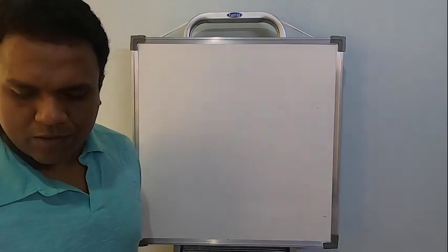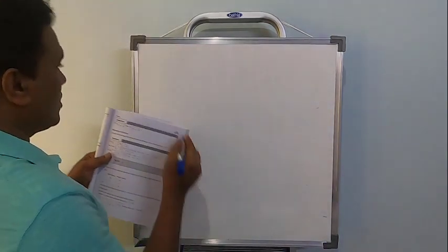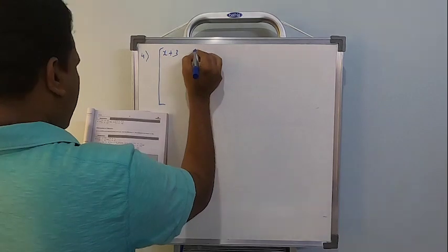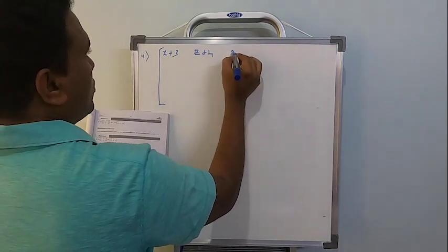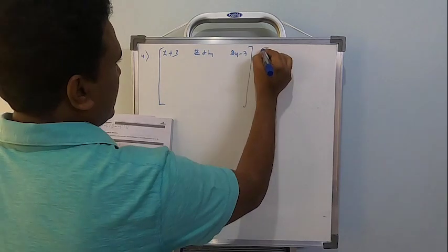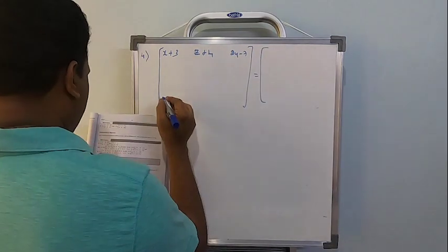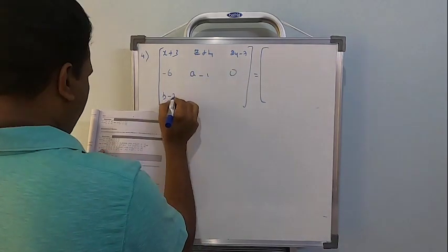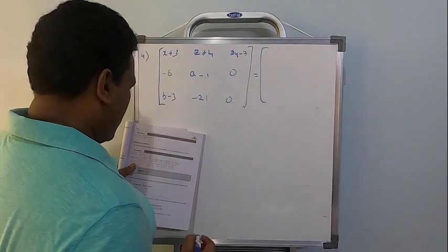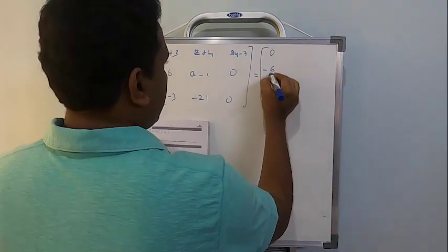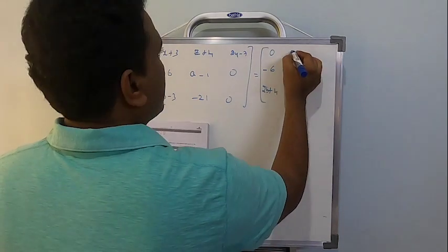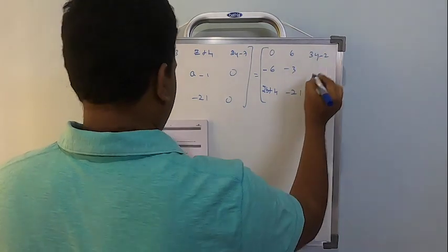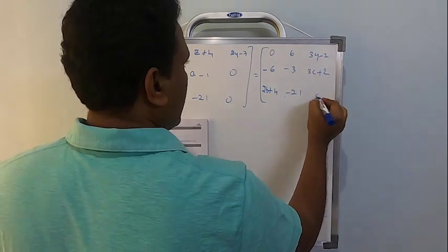Fine students, now problem number 3 is over and now let's move on to the next one, problem number 4. So what they have given in problem number 4: x plus 3, z plus 4, 2y minus 7, right? And they have given some matrix on the right side also. So here they have given minus 6, a minus 1, 0, and it is b minus 3, minus 21, 0. And on the right side we have 0, minus 6, 2b plus 4, 6, minus 3, minus 21, and here 3y minus 2, 3c plus 2 and 0.